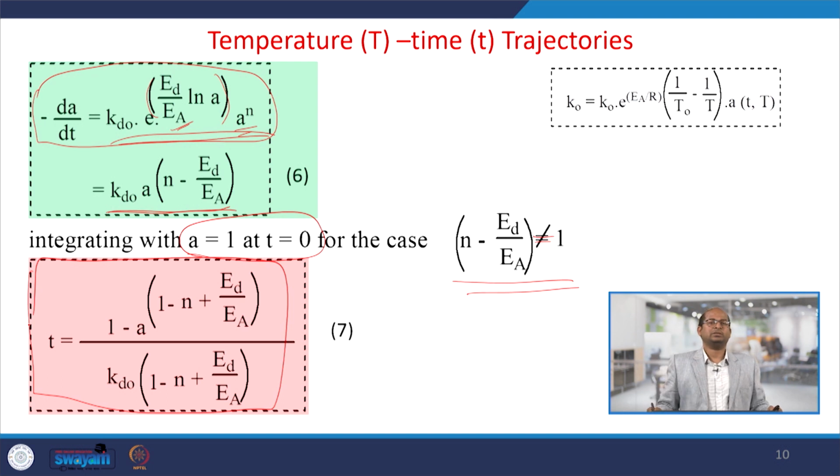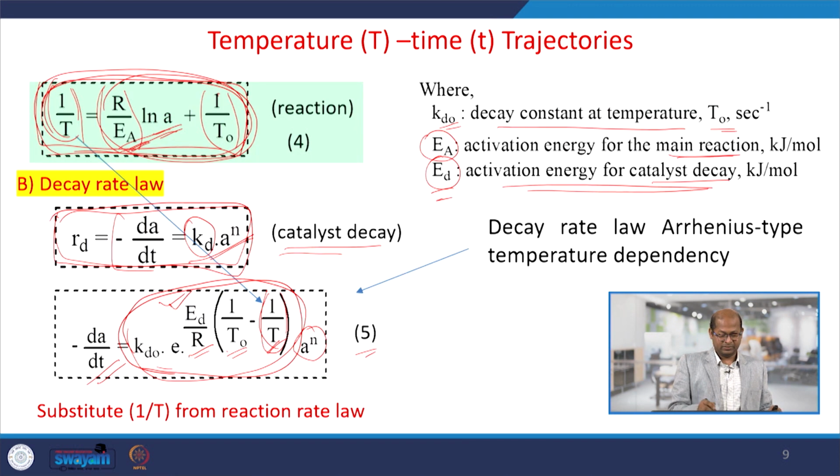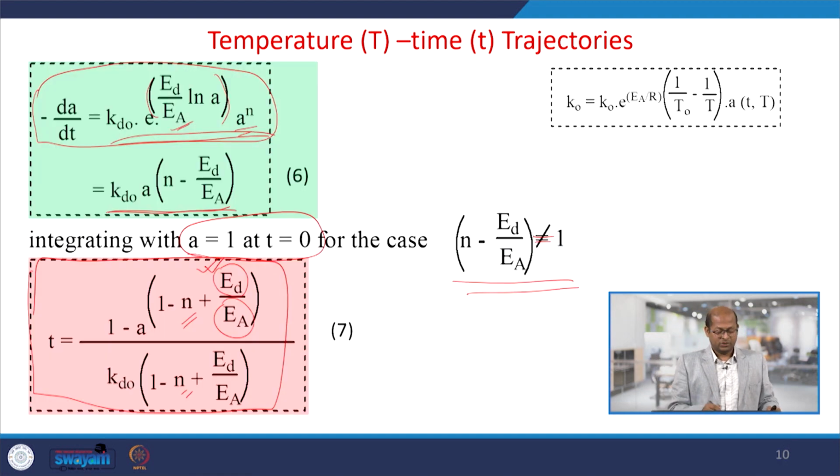This equation has time, the activation energy for catalyst deactivation, the activation energy for the main reaction, and n. Here n is the order of the catalyst deactivation. So, the left hand side is the time, and the right hand side we are expressing in terms of the activation energy for the main reaction and, at the same time, the catalyst deactivation Ed.